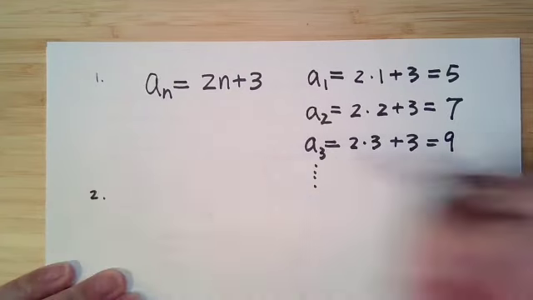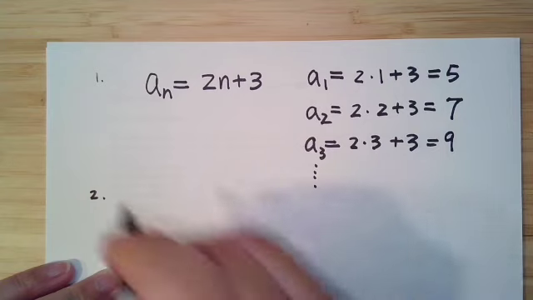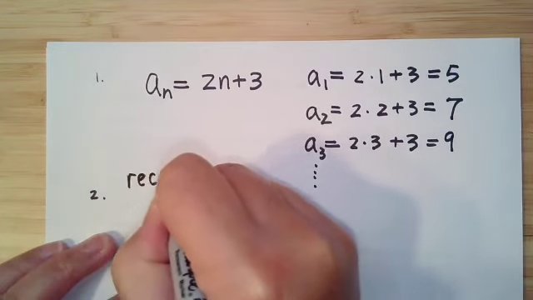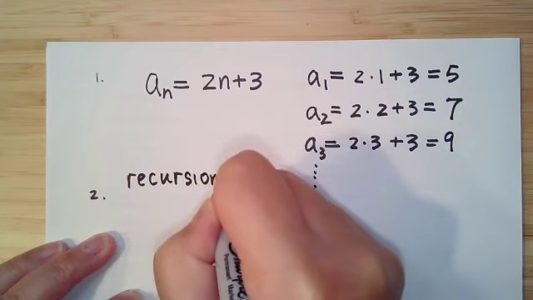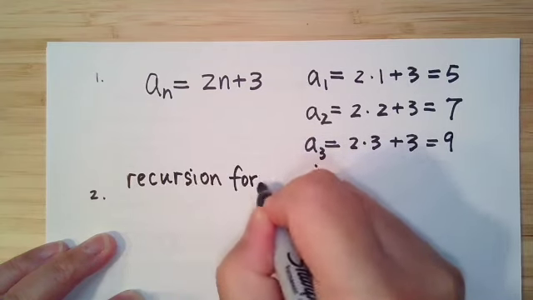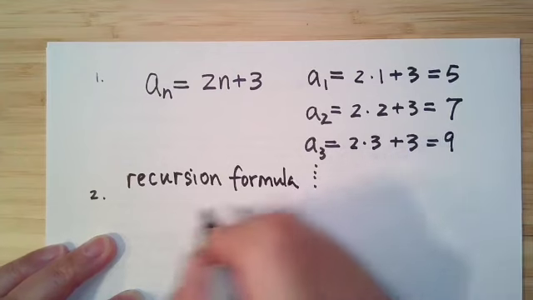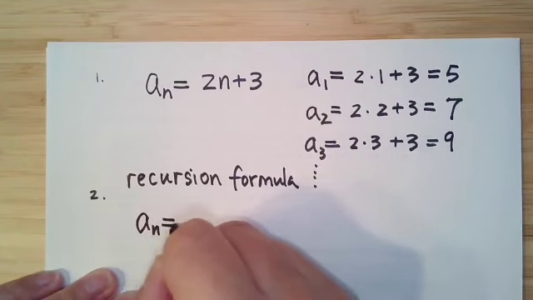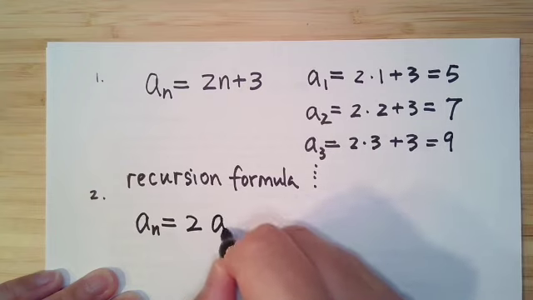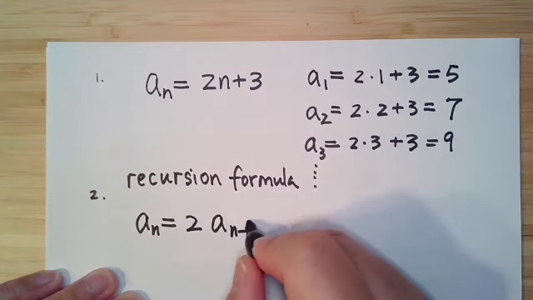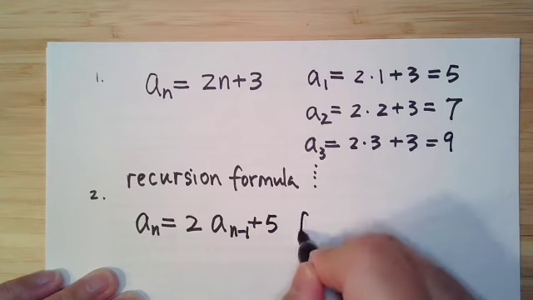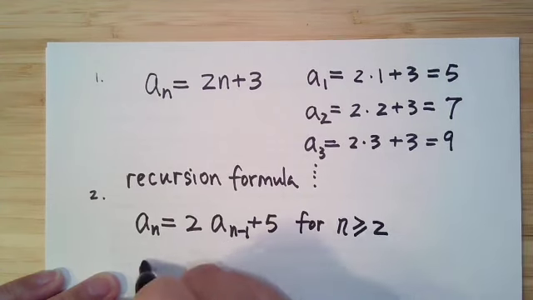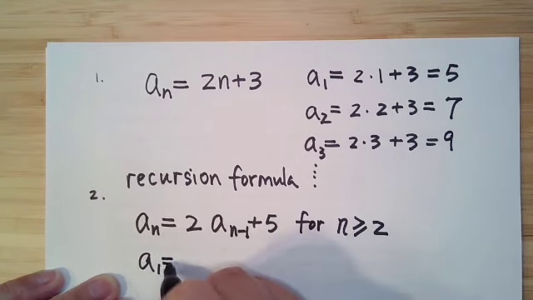Number two, the second method. The second way, we call this the recursion formula. What's that? Recursion formula, let me give you one example. an equals 2a(n minus 1) plus 5 for n greater than or equal to 2, and a1 usually is given.